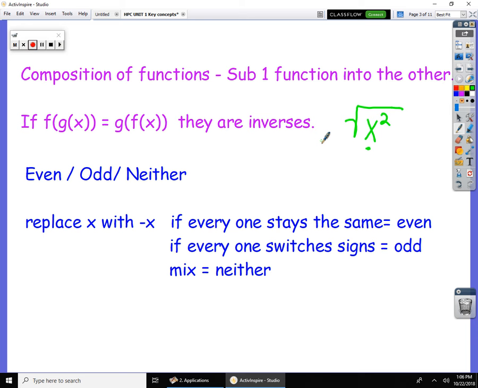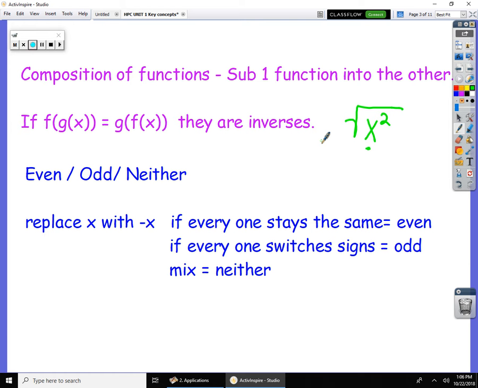So in that case, even though I simplified, let's say I simplified two functions, the composition, and they both ended up being x. At first, I would say inverses, but then you have to be careful and watch the restriction of the domain.